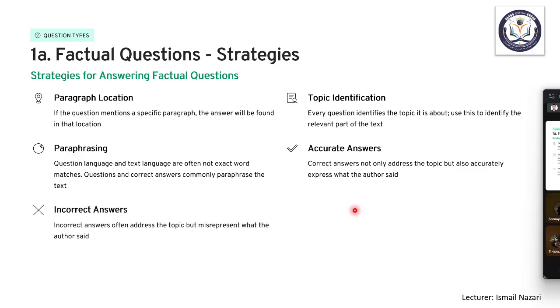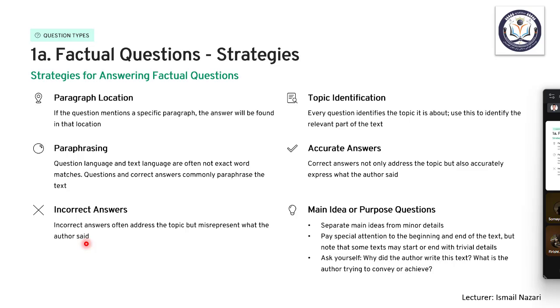The next is the incorrect choices, or the incorrect answers. They often address the topic but misrepresent what the author said. It tells, but it changes the idea. It often changes the meaning, the point which is stated. So it will misrepresent what the author said. That's another thing. So an incorrect choice will always have a manipulation of the information from the text.